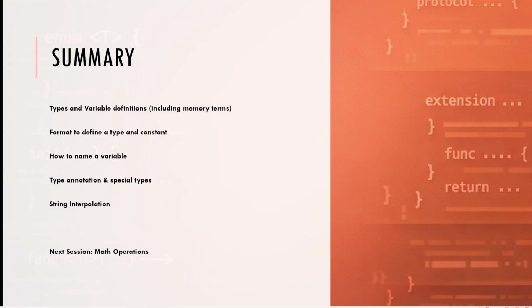We did talk about how to basically define a type and a constant. Of course, that would be the var for a variable and a let for a constant. Otherwise, it's exactly the same. How to name a variable. We did talk about the camel case.